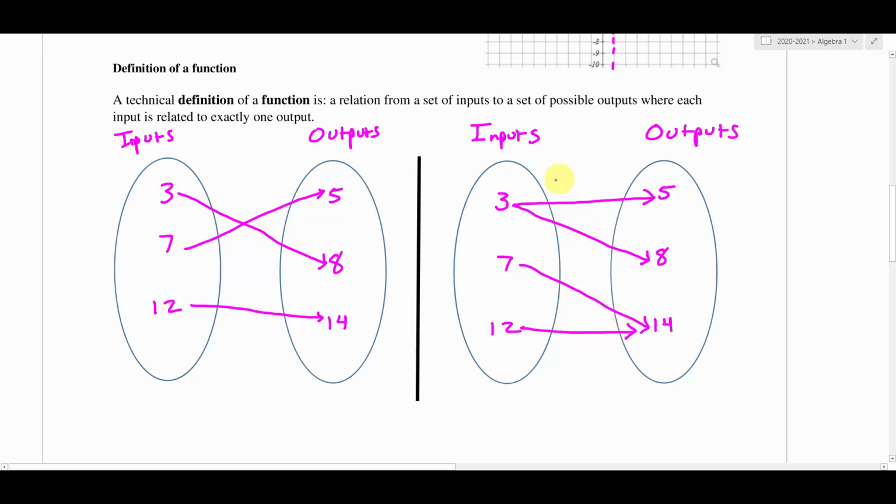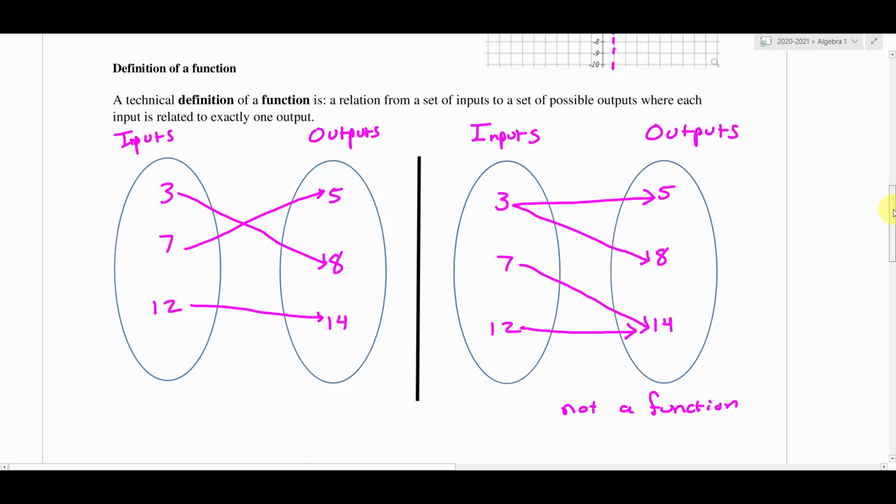Now, this would not be a function specifically because of what's happening here at 3. Remember, our definition says an input is related to exactly one output. But look at what happens here. 3 is related to 5, and 3 is related to 8. So if I put a 3 into whatever this machine is doing, I have no idea what I'm going to get. I could get a 5, I could get an 8, I don't know which one. So this would not be a function, and that's because of the input going to two different outputs here.